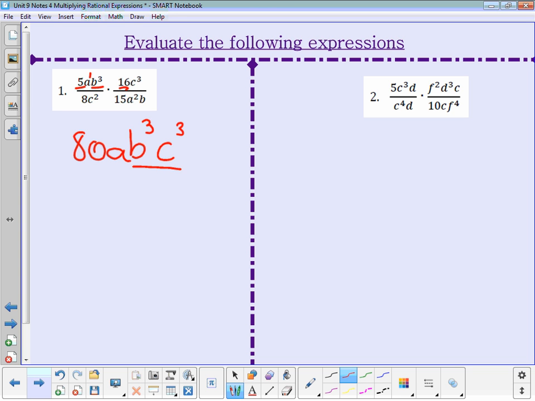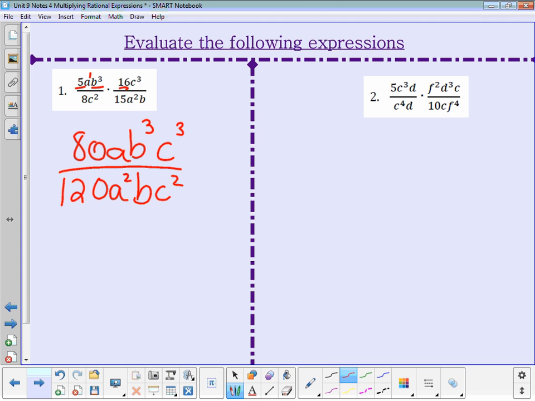Okay, so now I've done step one. I've simplified my numerator. All I did was multiply them together, just like you did on notes 2. So next, let's take a look at the bottom. First thing I'm going to do is multiply coefficients. Remember, you're multiplying coefficients and adding exponents. Okay, so a squared doesn't have anything to be multiplied by, neither does b, and neither does c.